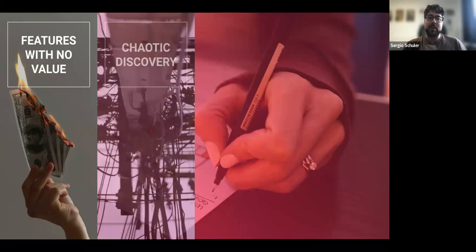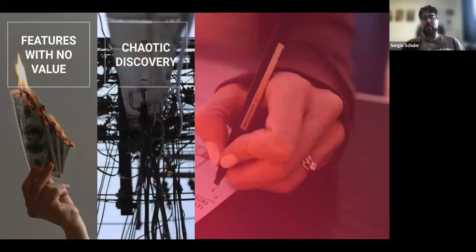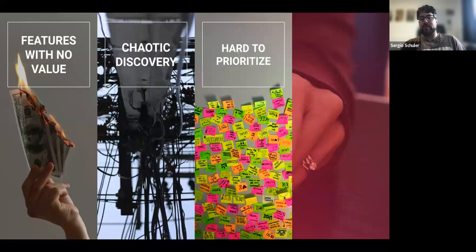The second is chaotic discovery. Lots of times we end up going in several directions and it seems there's no thread or single line, and it's very confusing. And oftentimes PMs, UX researchers and designers are not very sure if the logic of discovery is making sense.